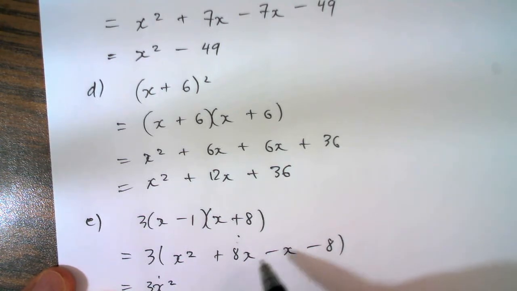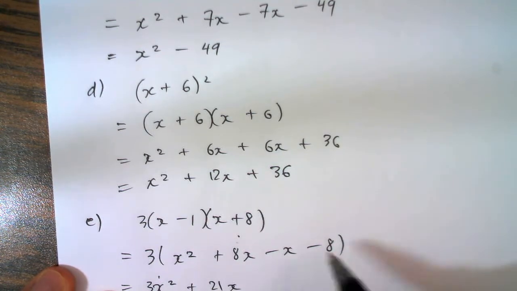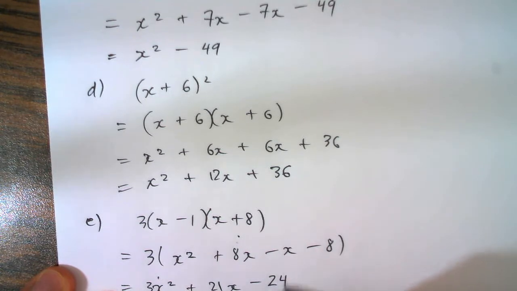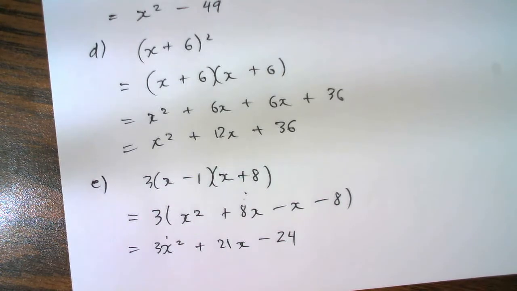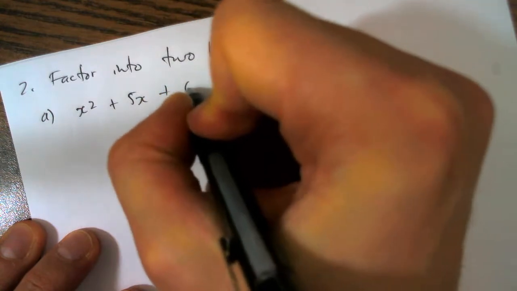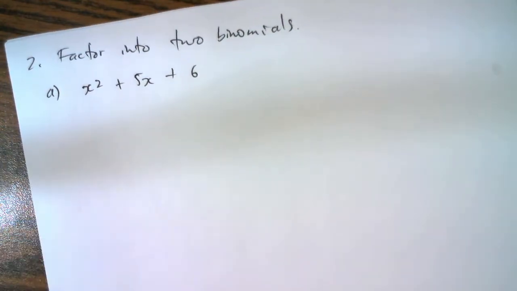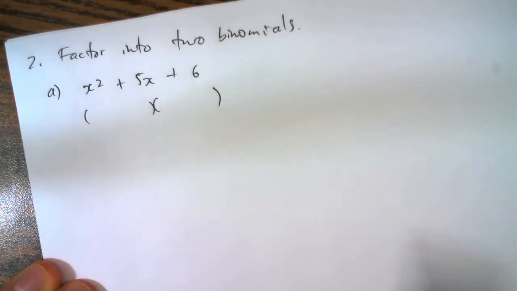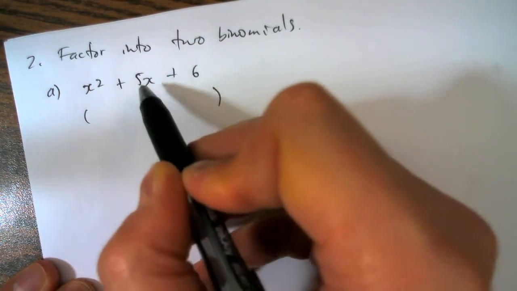So this is 7 times 3, and then 3 times negative 8, negative 24. So we're going to do the reverse process here, thinking about how we expand the product of two binomials, which is what we just did. And so we need two numbers to multiply to 6 that add to 5.